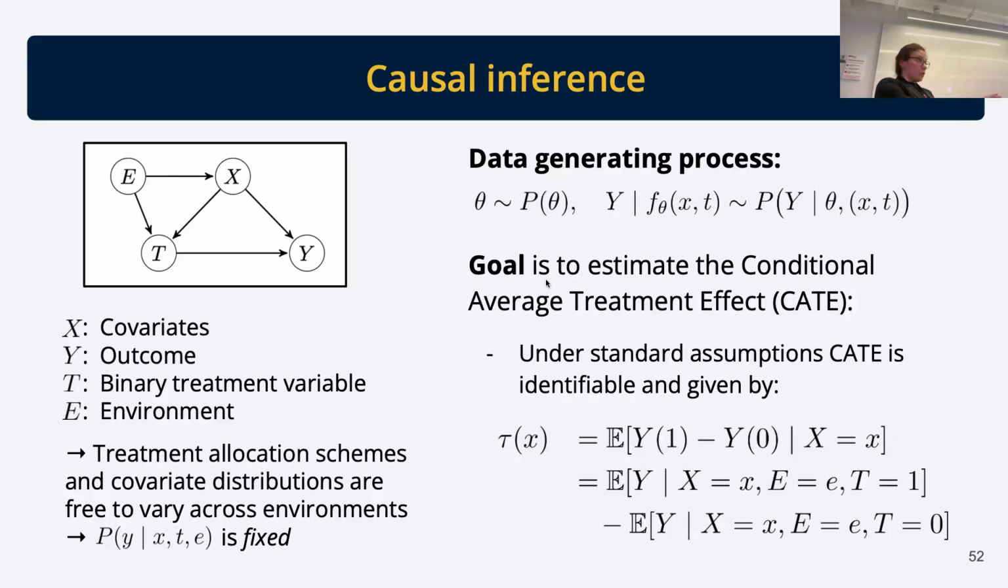So the goal for this exercise will be to estimate the conditional average treatment effect, or CATE for short. For the people working in causality, under standard assumptions, the CATE is identifiable, and it's given by the difference in expectations given treatment equal to 1 and treatment equal to 0, so between treatment and no treatment. This is what we're interested in making inferences about, not necessarily the entire parameter setup.